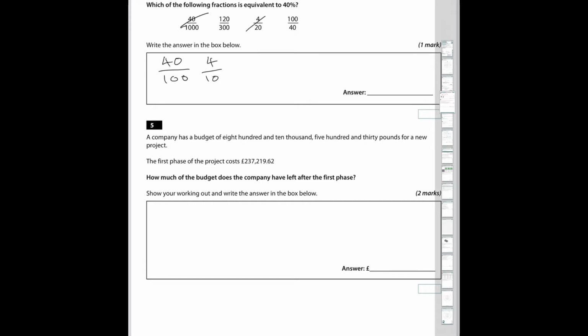We've got 4 over 20 there, so we know it can't be that one. Equally, for 40%, we know that the top number is smaller than the lower, so it can't be that one. So therefore, it must be 120 over 300. So if you divided that by 3 to get the 100, divided that by 3 to get 40, we know that's the right calculation. So the answer is 120 over 300. So quite an easy process of elimination, but always worth checking. But it is only worth 1 mark.